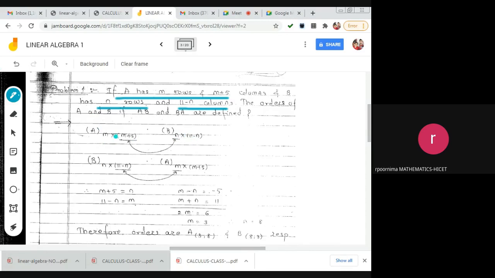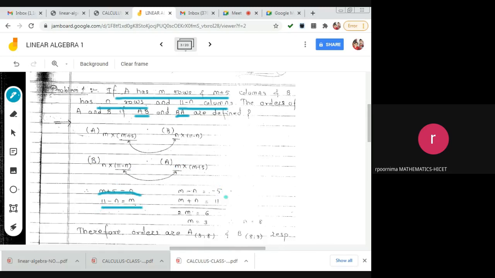So you know already the properties of the matrices, no? So if it is the first matrix, that is m into n, number of rows and number of columns, the first matrix's columns should be equal to the second matrix's rows. So by applying that one, you will be getting m plus 5 equal to n. Okay. Similarly, the next, we just write it in the order of BA because in the question they will be asking AB and BA. So we just write the B matrix first, then the A matrix. Then we should equate the columns of the first matrix to be equivalent to the number of rows of the second matrix. So you will be getting 11 minus n equal to m.